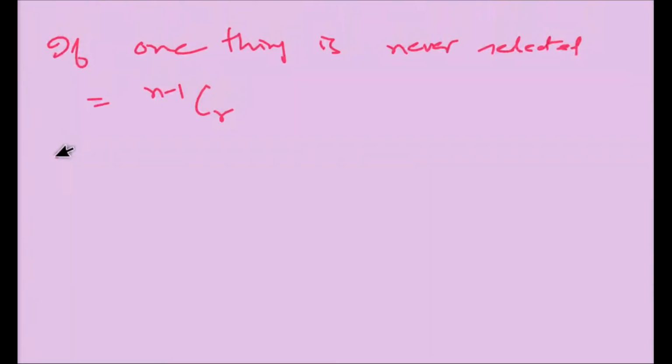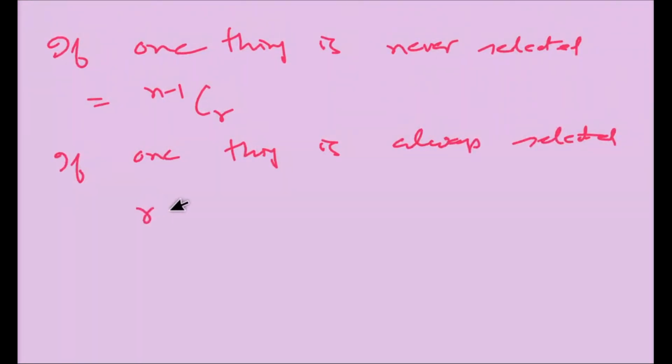Okay, now the point is, if one thing is always selected, so we can check it before, that is R, n minus 1 C R minus 1. One thing is always selected by R ways. Okay, and one thing you have to leave, and one thing also you have to leave, but here there are the same ways, so we have to divide by R. So the answer is n minus 1 C R minus 1.